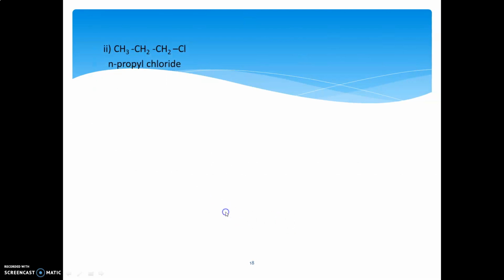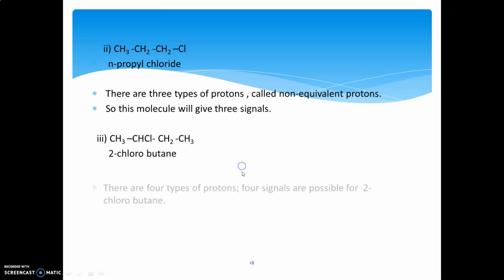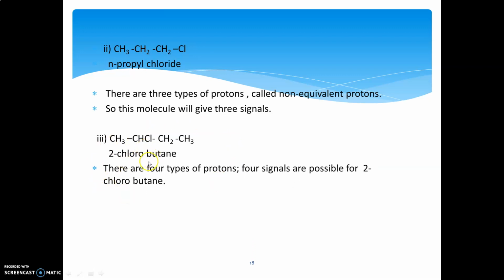Another example is n-propyl chloride. Here there are three types of protons, 1, 2 and 3, because Cl is electronegative. So these protons will be nearer to it. These will be a little bit far away from it, and these are far away from it. So this will have three different environments. We'll get three types of protons. These are called non-equivalent protons. So this molecule will give three signals. Another example is 2-chlorobutane. Here also we have 1, 2, 3, 4 types of protons. 4 signals are possible for this compound.